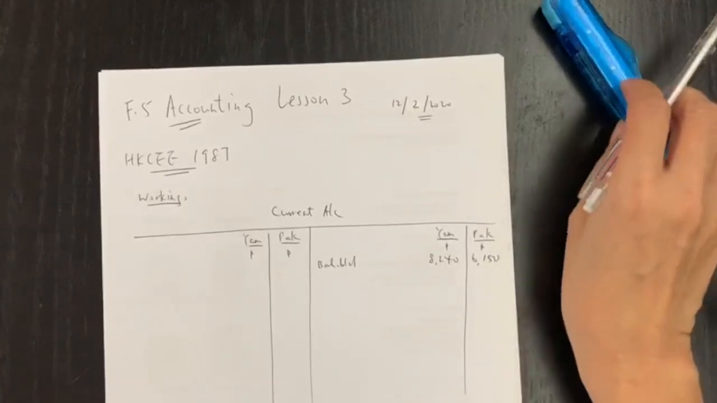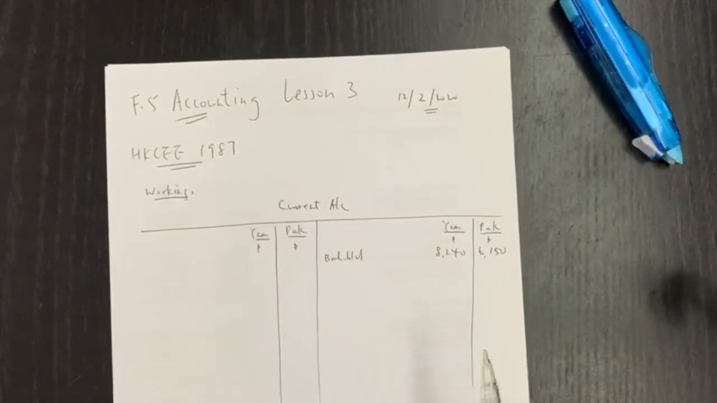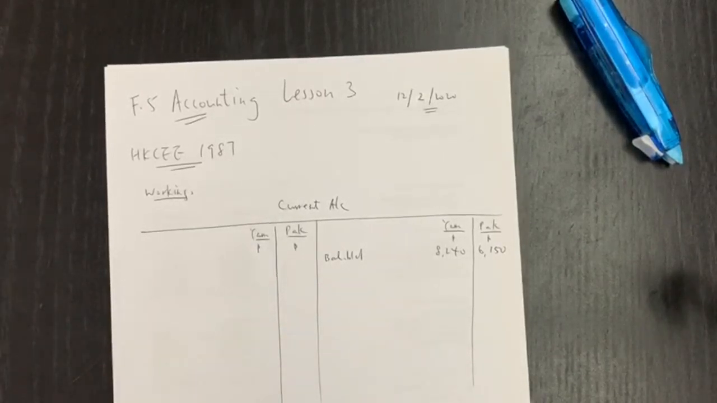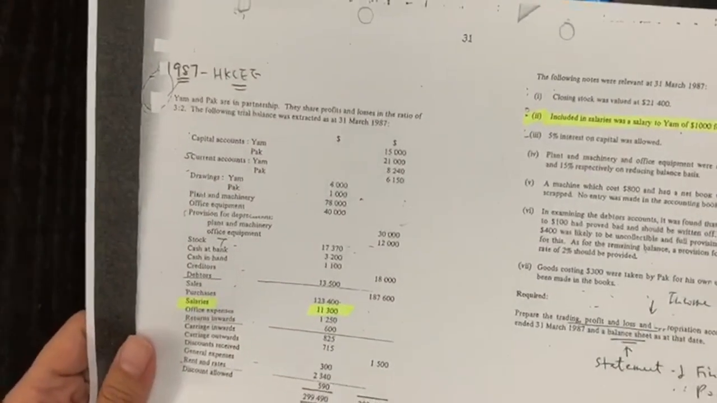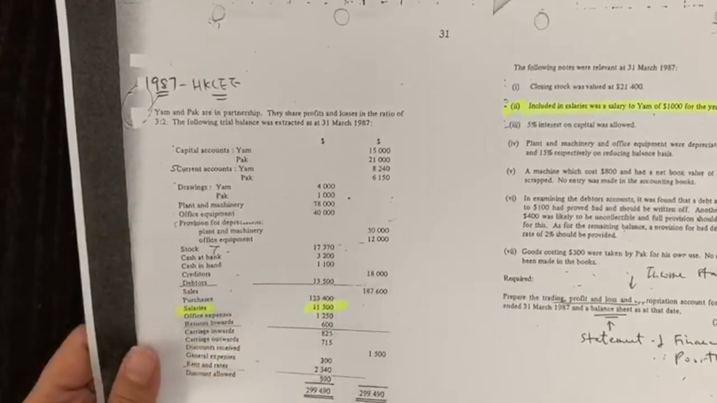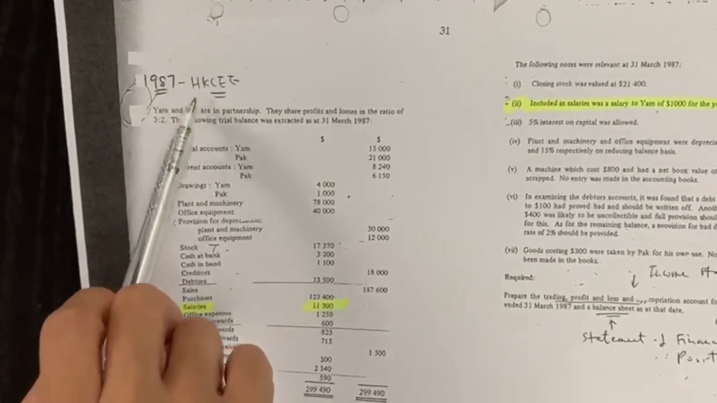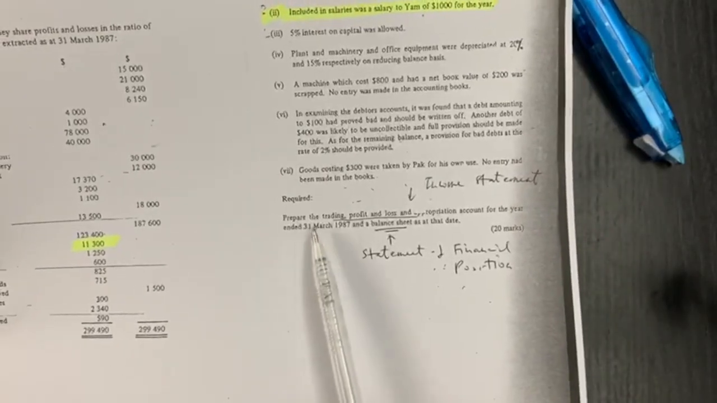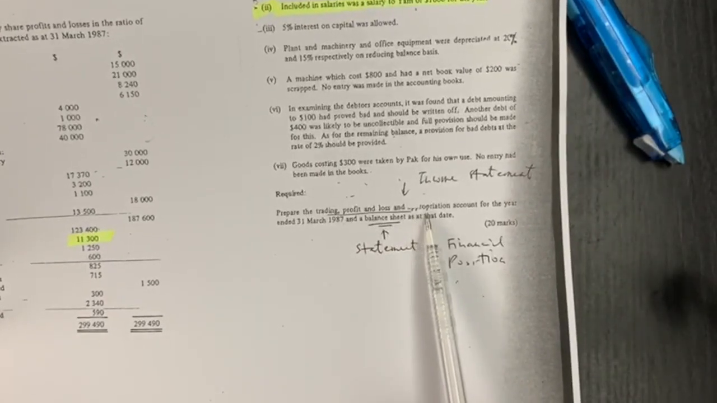Okay, and I'm going to show you the financial statement for partnership, and the related question is in 1987. So let me show you the question first. Alright, so here is the question in 1987. And the thing you have to do is to prepare trading and profit and loss appropriation account.